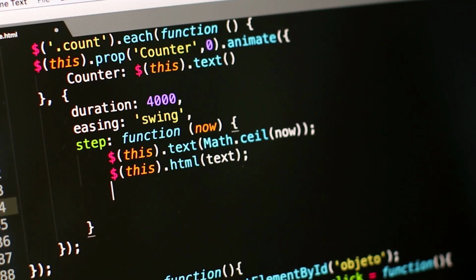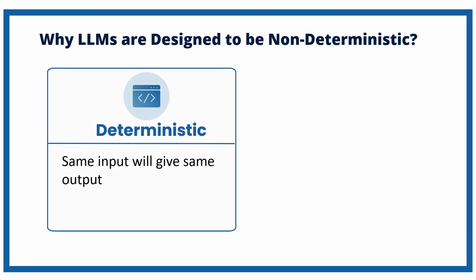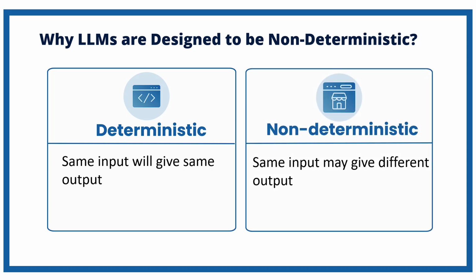Let's get started. A process is called deterministic if, given the same input and context, it always produces the exact same output. A process is called non-deterministic if the same input and context can sometimes produce different outputs. LLM is non-deterministic. LLMs are designed to be non-deterministic so that they don't just repeat the same rigid answer every time. This randomness makes them better at creative tasks, exploring alternatives, and avoiding repetitive outputs.